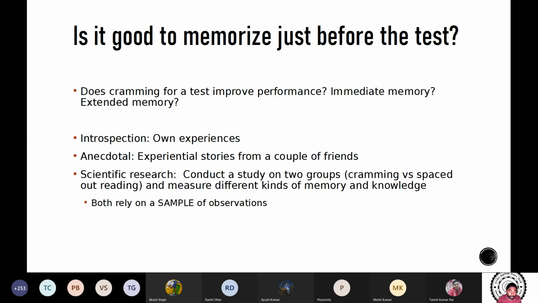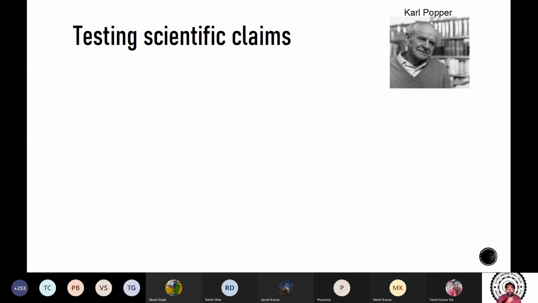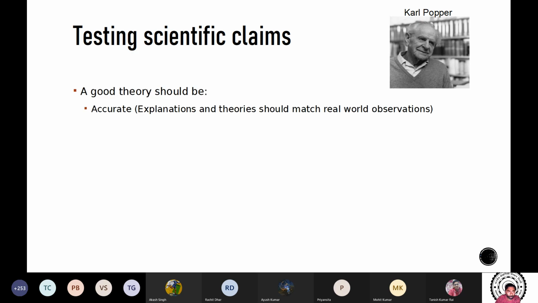Also, while you do it, you have to rely on a sample of observations, and as I stressed previously, that sample must be big. Must, because otherwise the power of the experiment or study is very low. So I'll just stop with this great person called Karl Popper, whom again we will revisit in Dr. Yashpal's class, who is a philosopher of science. So he says, how do you test scientific claims?